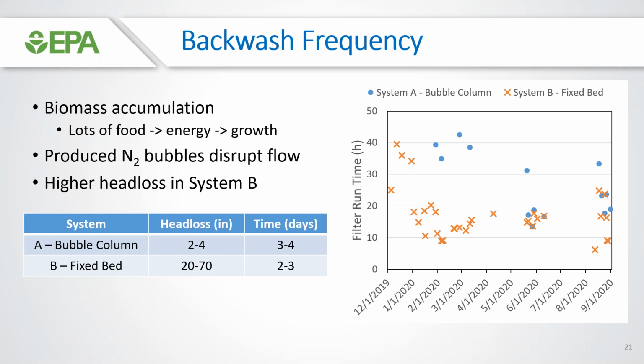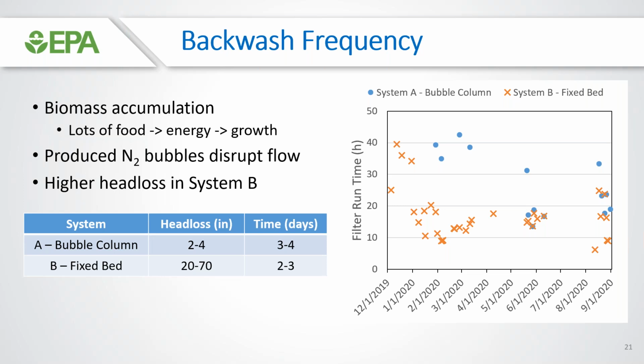Whereas in the bubble column, we would get maybe 4 inches of head loss in 3 to 4 days. And definitely the size of the media is a factor in this, but also system B does have a greater activity going on in it. This figure is showing the filter runtimes that we've implemented. The blue dots are for system A, that bubble column, and the orange X's are for system B. In general, we're getting longer filter runtimes in the bubble column.